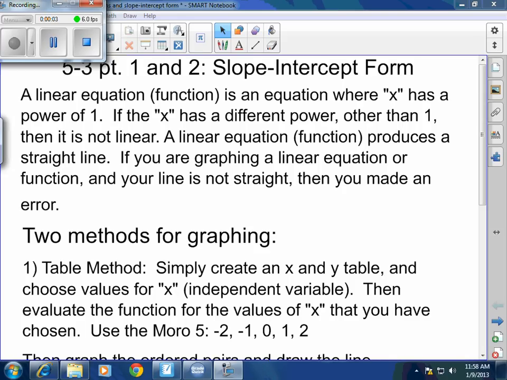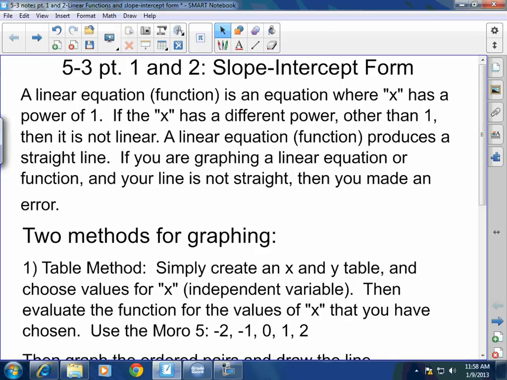Alright guys, welcome back. Today we're going to be combining 5-3 parts 1 and 2 together. They're very simple lessons, and I think that putting them together is going to be a lot easier than breaking them up into two different sections.